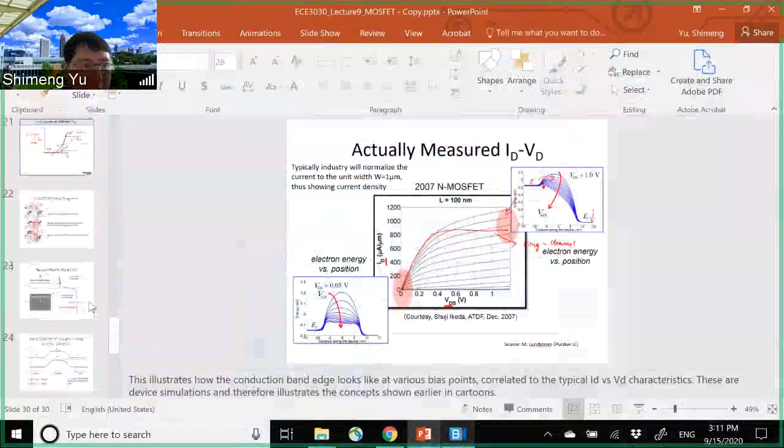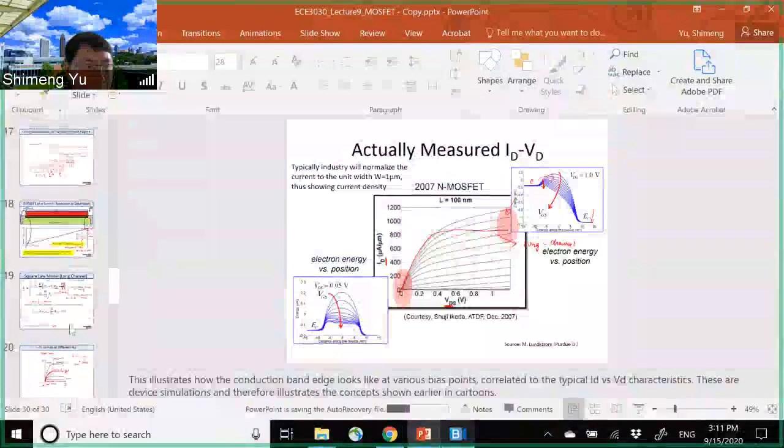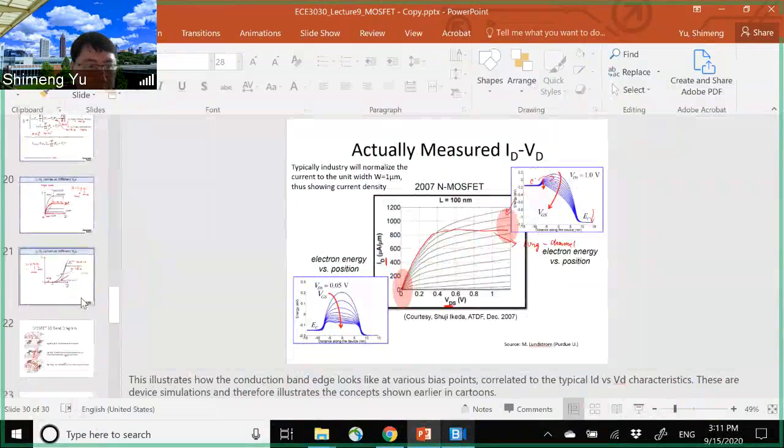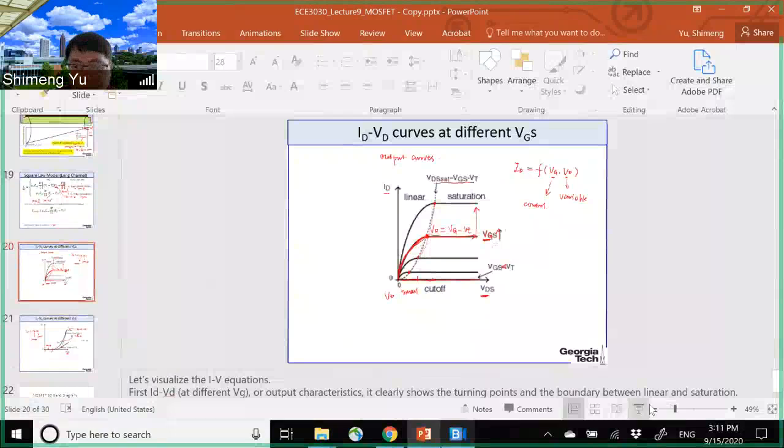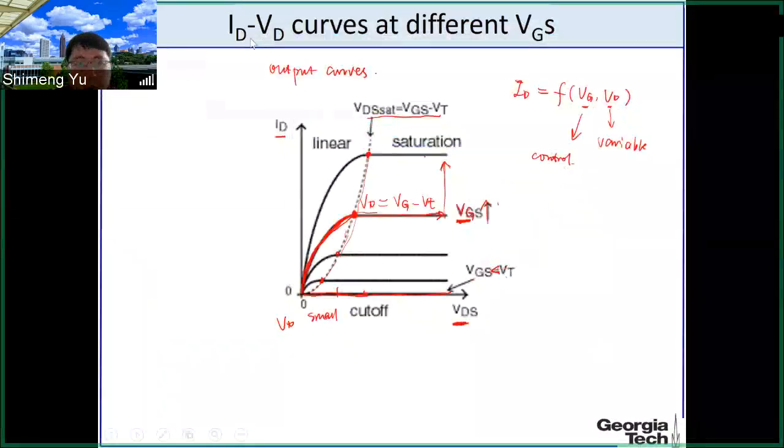Okay, so I think one more comment on the ID-VD curve. I think I forgot to mention this. Let's go back to here. So why the linear region? Okay, so the linear region tells that the drain voltage is small. If the drain voltage is small, that means we are looking at this region. The drain voltage is small.